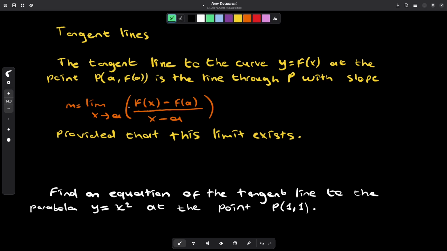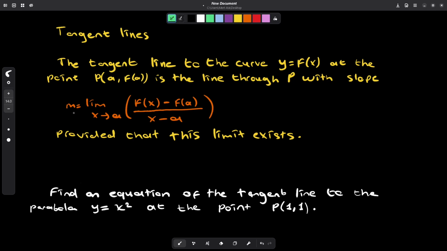This limit is really important to us because our derivatives, our tangent lines, our velocity, everything is based on this limit. So we should not forget this limit. Limit of f(x) minus f(a) over x minus a as x approaches a, provided that this limit exists. This limit gives me my slope, right?